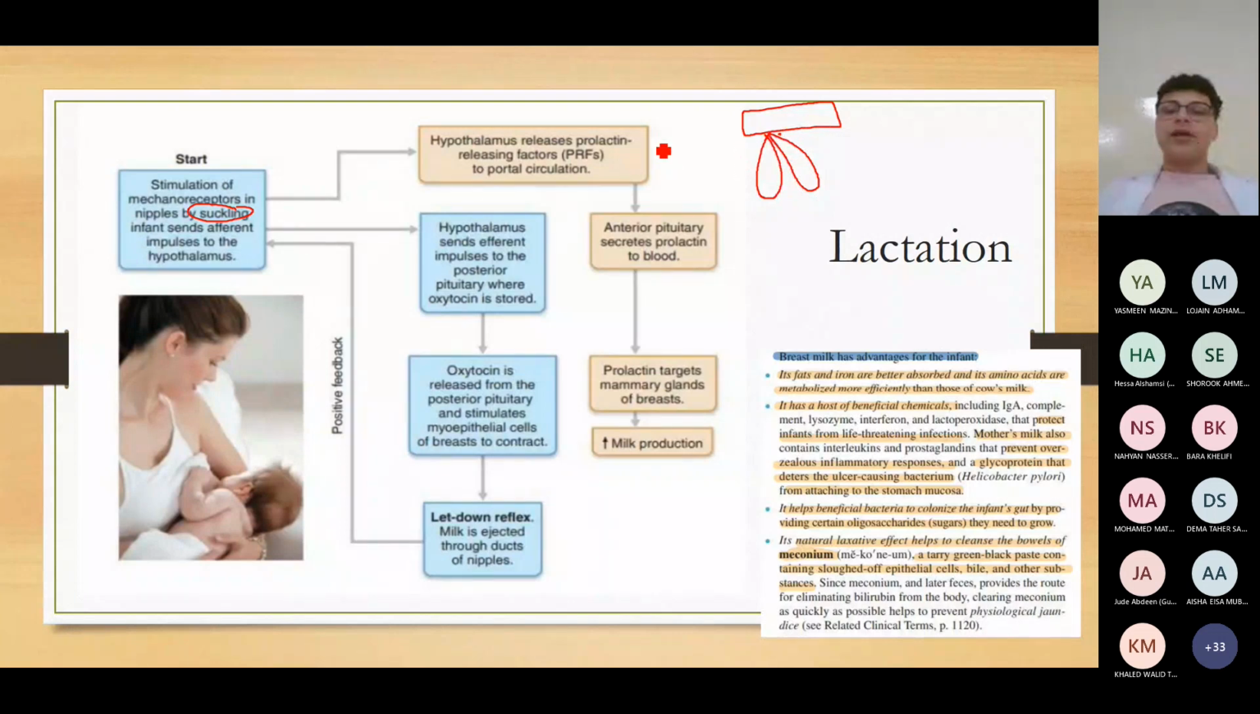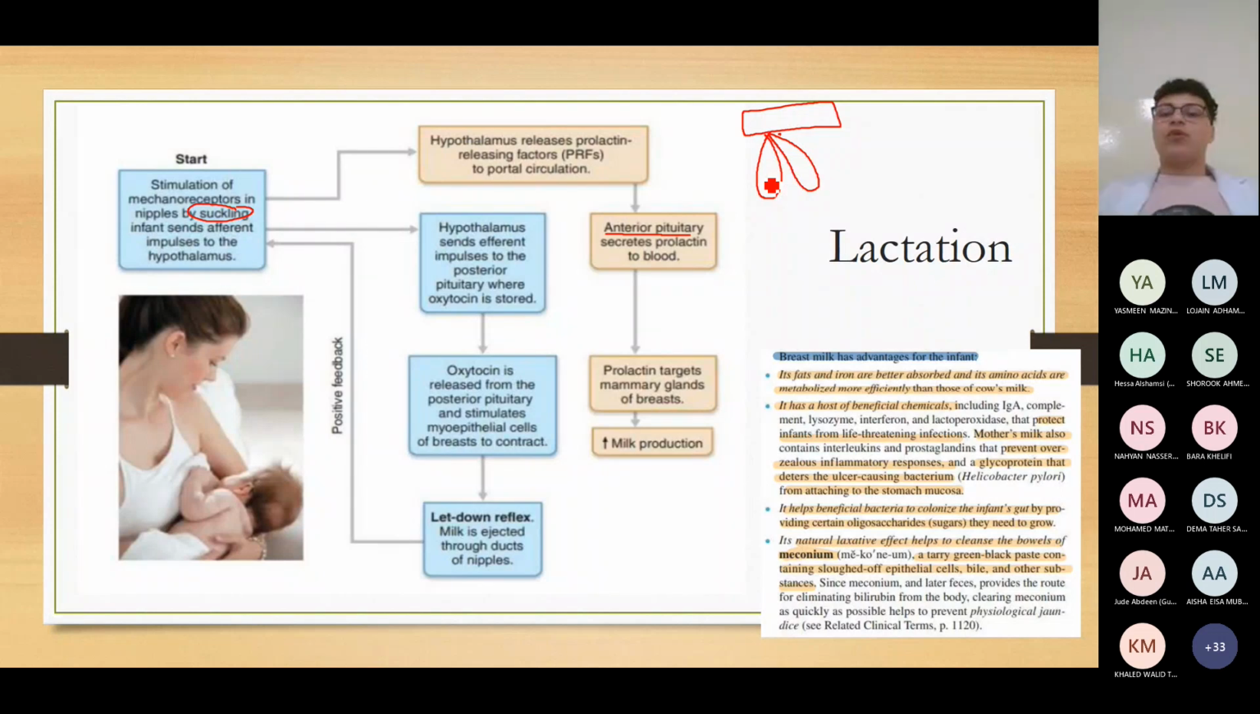First of all, suckling is going to send some stimulus to the hypothalamus, and the hypothalamus is going to release a hormone. We call it the prolactin releasing factor. I need you guys to remember this: this prolactin releasing factor is going to act on the anterior pituitary. The pituitary gland has two main parts, anterior and posterior. So the prolactin releasing factor is going to go to the anterior pituitary gland and tell it to start secreting prolactin.